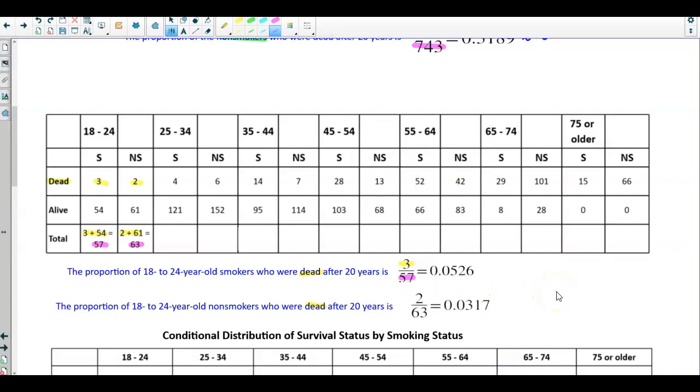Okay, next, now the non-smokers, and I'll just use green here. The non-smokers we have is 2. So we have 2 divided by the column total, which is 63, which gives us 0.0317. So let's round both of those to 3 decimal places. So we get 0.053, and over here we get 0.032.